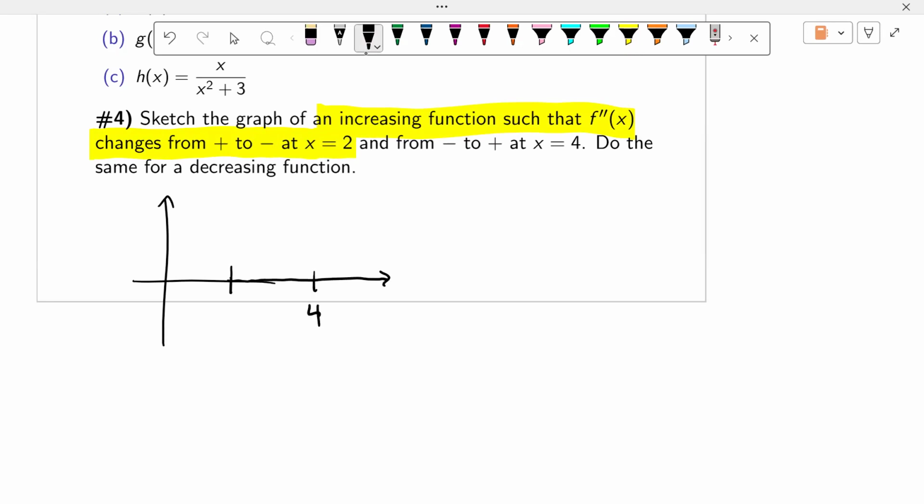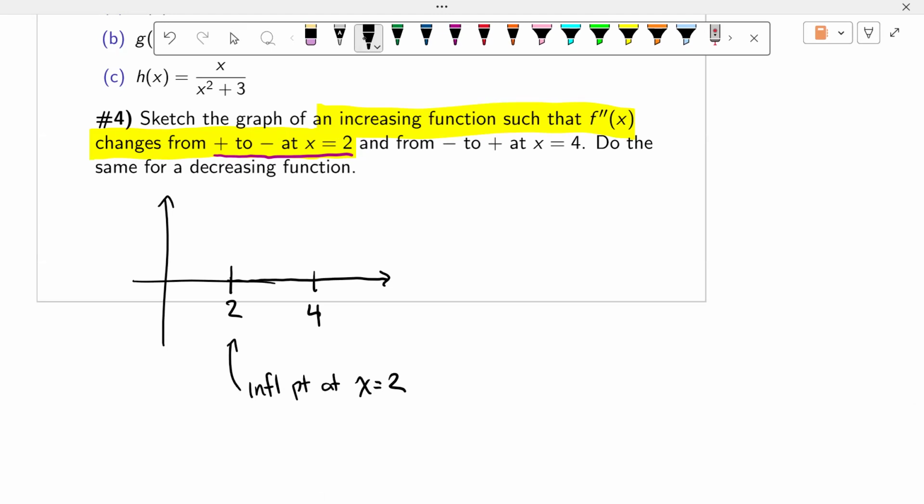All right, so what does that mean? An increasing function whose second derivative changes from positive to negative at 2. Well, because the second derivative is changing at 2, this tells me that there is an inflection point at x equals 2, right? That's what it's telling me. The concavity is switching from concave up to concave down.